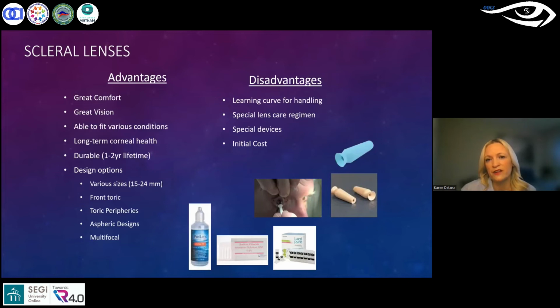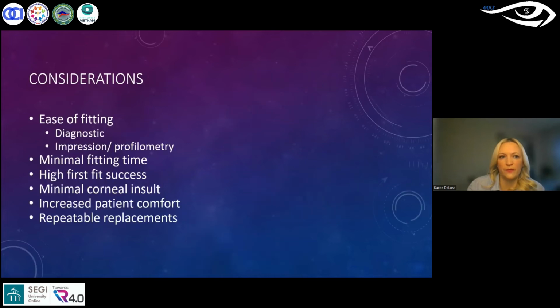The disadvantages of scleral lenses is there's a learning curve for insertion and removal. So these patients can be a little bit intimidated, but once they get it, it's kind of like riding a bicycle. Most of my patients use the adapter, so the plungers that are shown here. The cost can be much more expensive initially for patients. So those are the biggest disadvantages. And again, they can break. And so if they're more costly and they break, then that's more out-of-pocket expense for your patients.